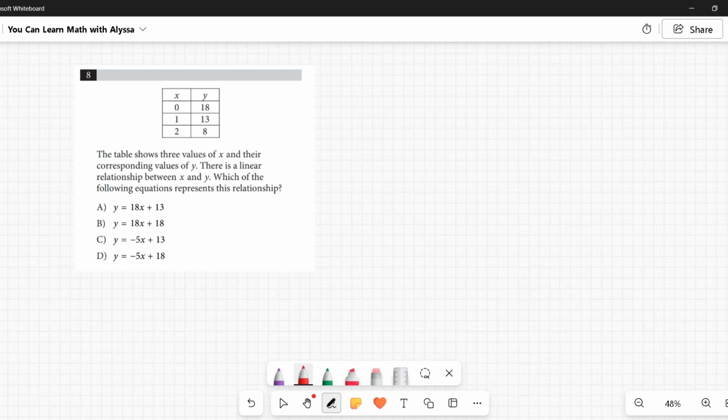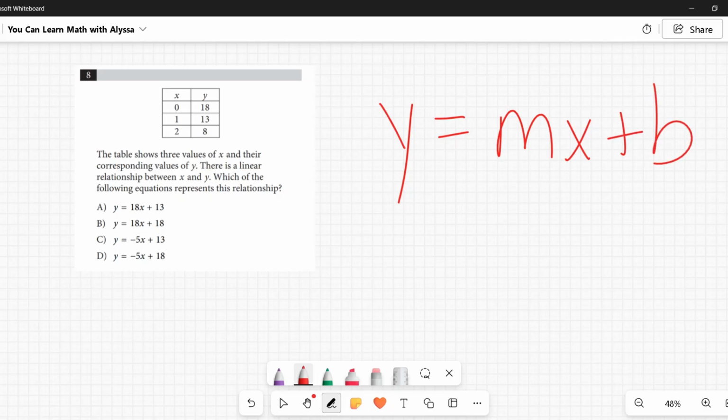The equation version says that I can create an equation, usually given in the form y equals mx plus b, and all these 3 sets of numbers will fit into this. They'll make the equation true. This form right here is called the slope-intercept form of a line. It's the most common form of a line.